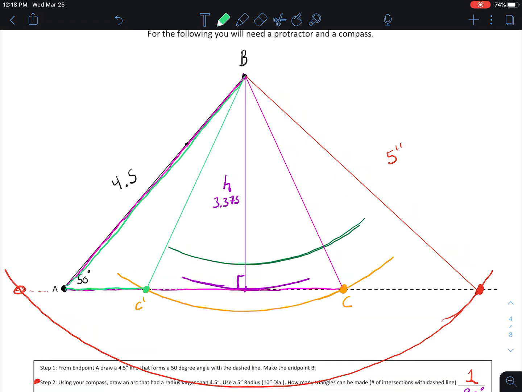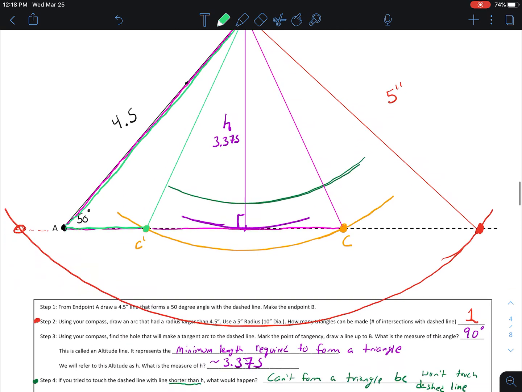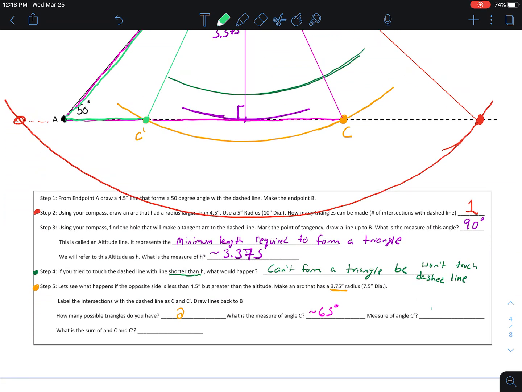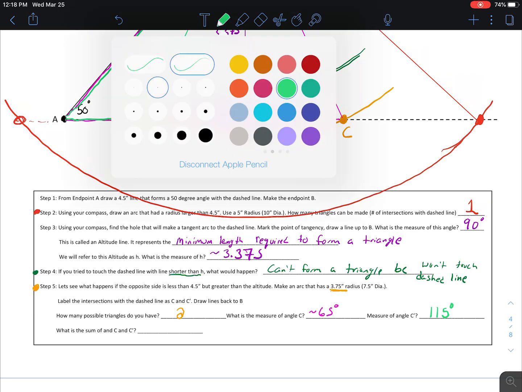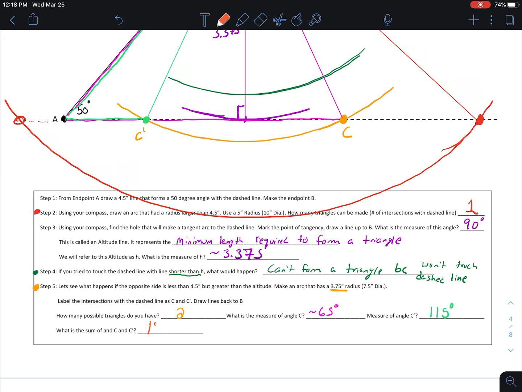Now, if I had that, I need to measure what that angle measure would be. Well, let me get lined up. And I'm looking, and it lines up at exactly 115 degrees. So 115 degrees. Now, what is the sum of C and C prime? Well, if I add up 65 and 115, they add up to be 180 degrees.